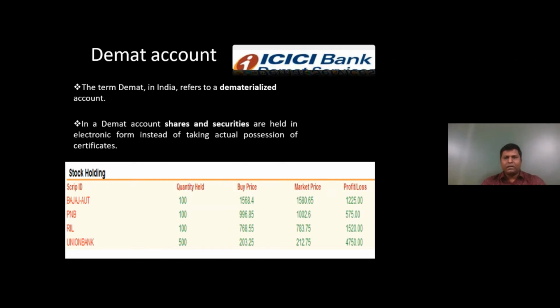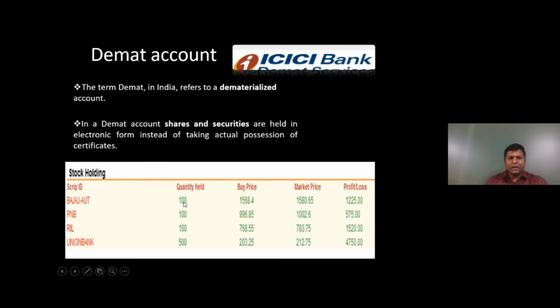After some time, the dematerialization account was formed, that is, the shares were converted from physical to electronic format, and you can start finding your counterparties: buyers for sellers, sellers for buyers. Here is a sample I'm trying to provide, a stock holding. If I look at the script ID, I have Bajaj Auto here.